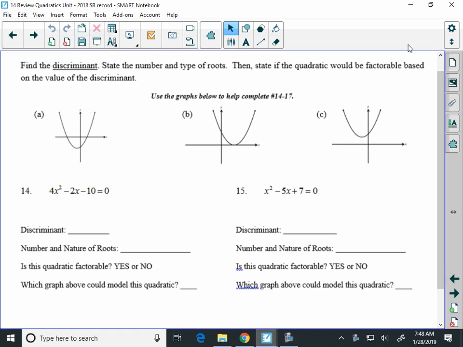This is the solving quadratics review. We are in the discriminant section now. It says find the discriminant, state the number and the type of roots, then state if the quadratic would be factorable based on the value of the discriminant.